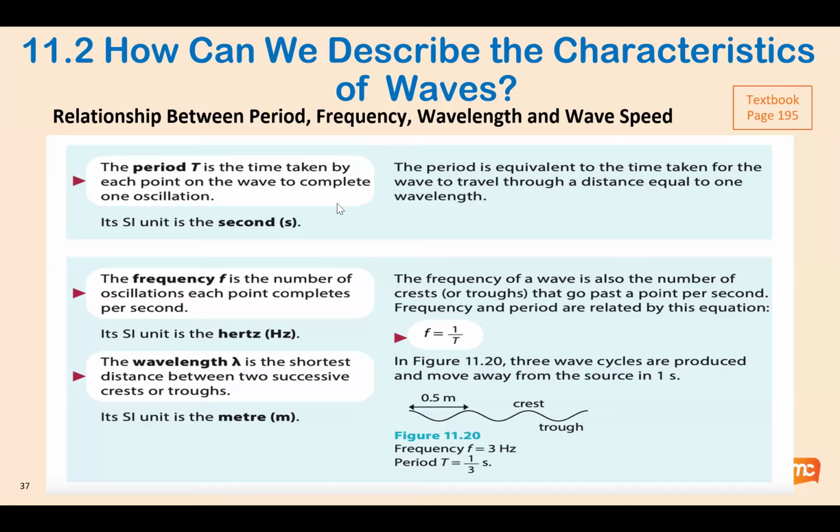The SI unit will be seconds, but it depends on the x-axis. Sometimes the x-axis can be in hours or minutes. So the period of a wave need not always be in seconds. It can be in hours or it can be in minutes.